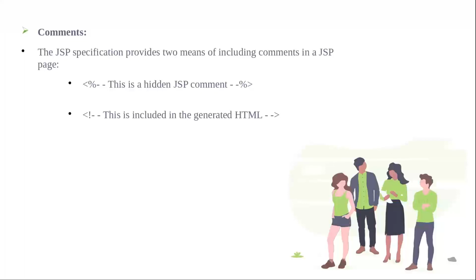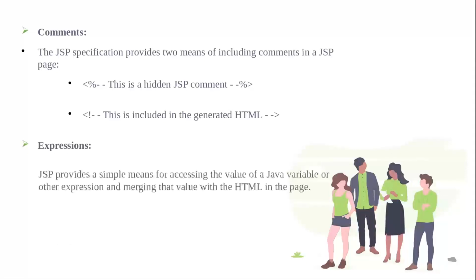And next, the latter looks like this: open angular brackets, exclamation mark, dash dash, enter the comment, and then close with dash dash and angular bracket. Next we come to expressions. JSP provides a simple means of accessing the value of a Java variable or other expressions and merging that value with the HTML in the page. The syntax is open angular brackets, percentage sign equals exp, percentage sign, close angular brackets.